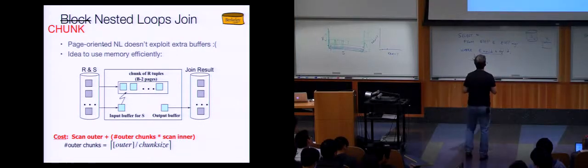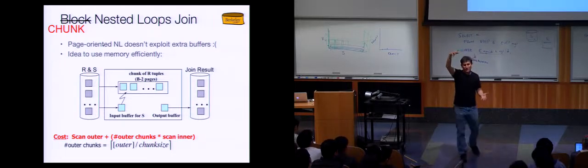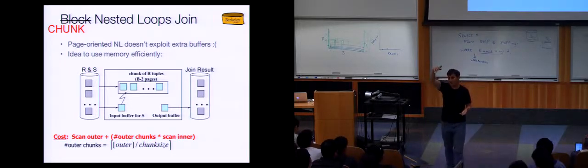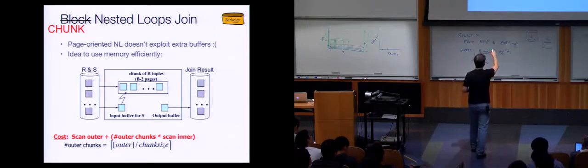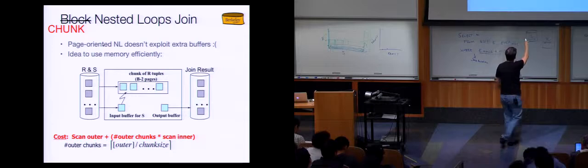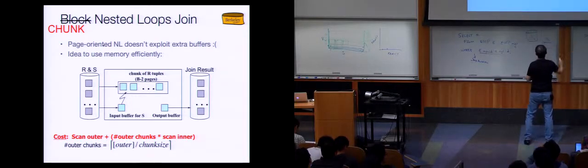So in this case, the cost is you're going to scan the outer, and we're going to divide the outer into these B minus 2 page chunks. And that's how many times we'll pass through S, right? So it's the cost of scanning the outer, which is R, in brackets, plus the number of outer chunks, B minus 2 page chunks, times the cost of scanning the inner relation.